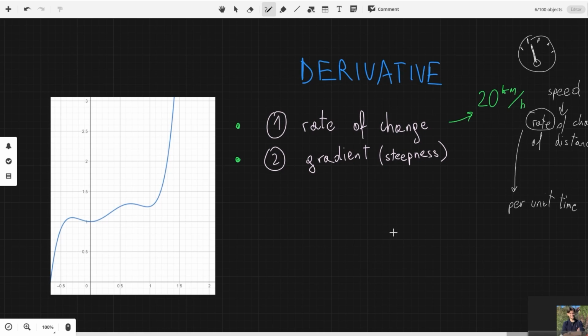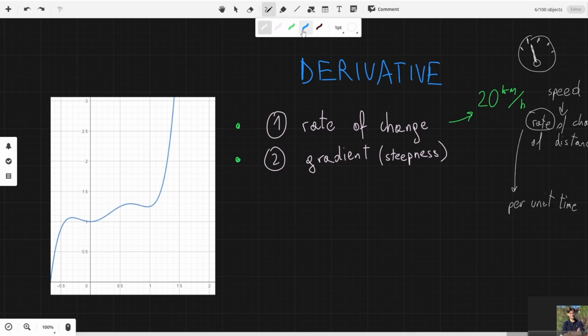It doesn't always need to be per unit time. You might be working in, I don't know, marketing, and you might be thinking of how many customers you're going to get per each extra dollar spent on a certain marketing campaign. And then we will be talking about the derivative of the number of customers with respect to the money spent on advertising. So this is the conceptual way of thinking.